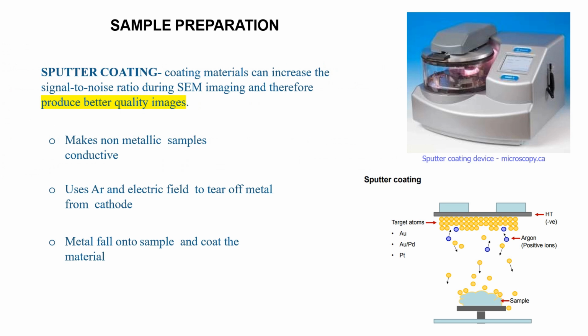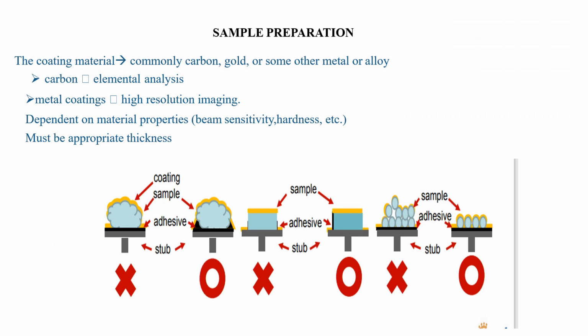For non-metallic samples, we add a thin metal layer like gold to help the electrons create a clearer image. It also makes non-metallic samples conductive. Here, we use argon and an electric field to tear off metal from the cathode. The metal falls onto the sample and coats the material. So this is how the sample is prepared.